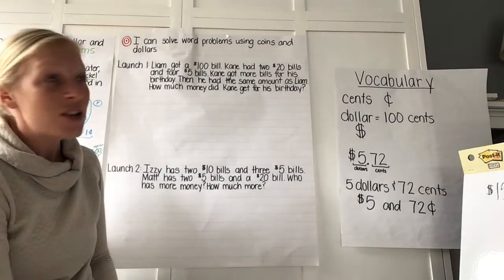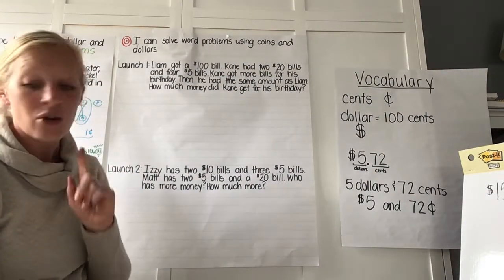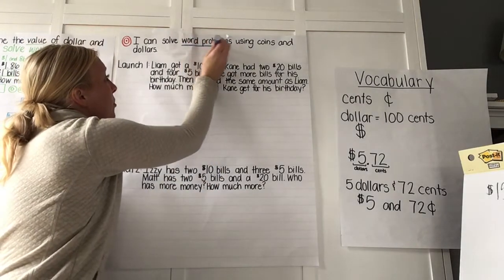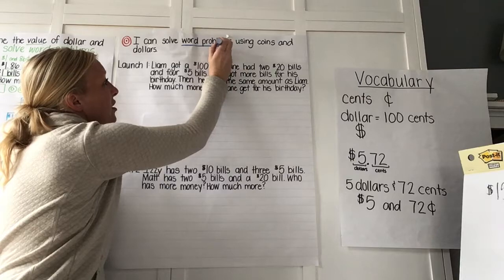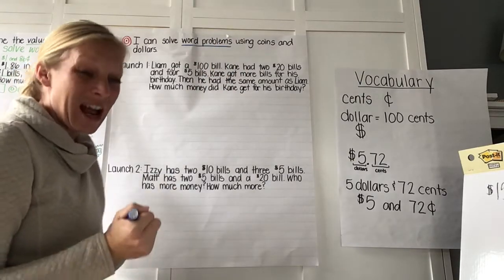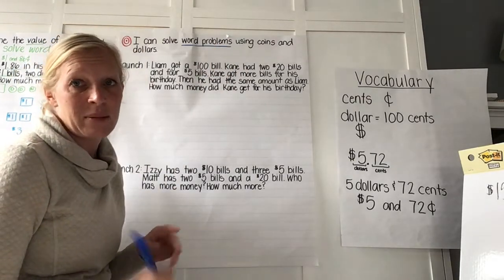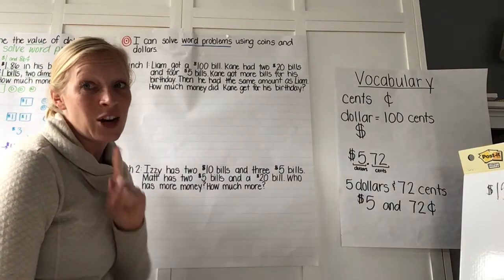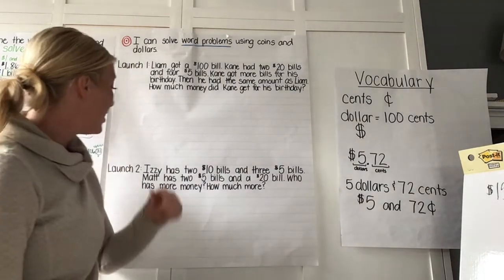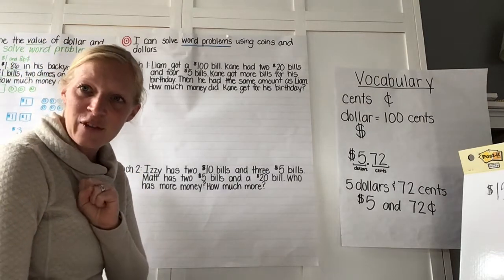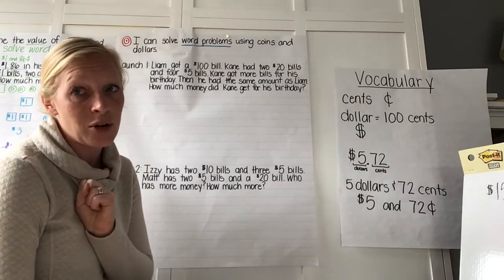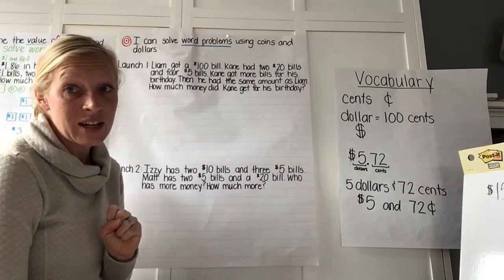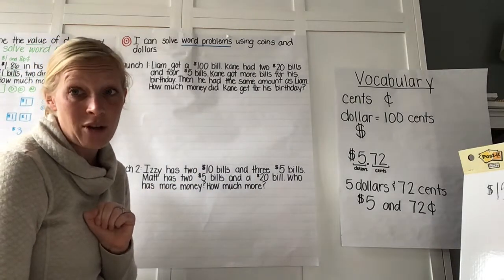I can solve word problems using coins and dollars. We are solving word problems and we're using those coins and those dollars. We're showing how we're grouping those coins and those dollars to make it easier to add or subtract. And we are making sure that we write an equation to match it. We did that yesterday with the second problem, but not the first one. So today I'm going to do a better job of making sure we write an equation to match our stories so that we know what we're solving for.